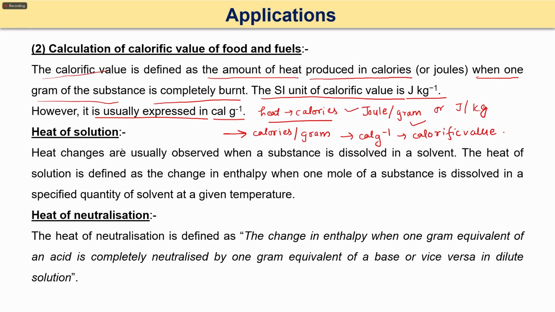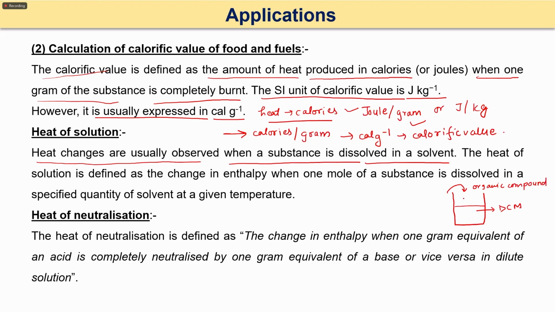Next is your heat of solution. Heat changes are usually observed when a substance is dissolved in a solvent. Let us say this is a beaker, and it has a solvent, let's say DCM, which is dichloromethane. When you dissolve any organic compound in it, it will produce heat.